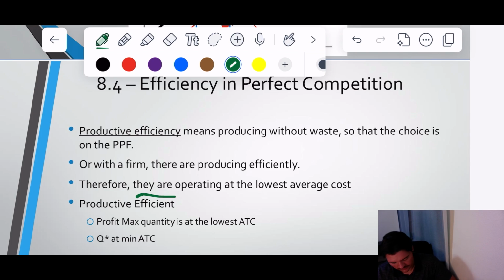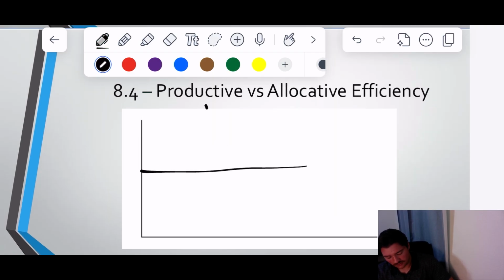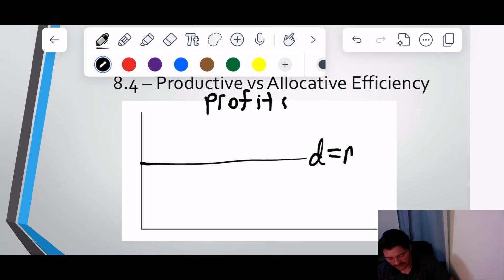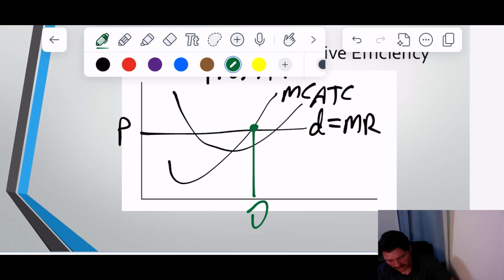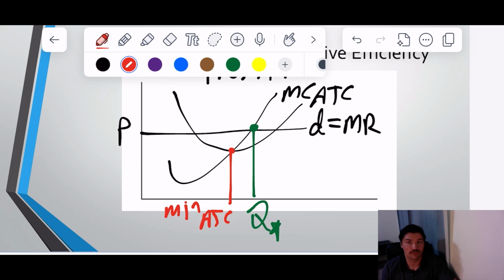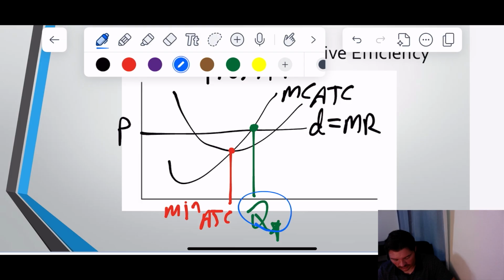So let's look at a graph here. Let's say a firm was earning profits, okay? So we have our demand, MR, price, MC, ATC. Again, we're earning profits here. This is your profit max quantity. Let's call it Q star. This right here is where your minimum ATC is. So is a perfectly competitive firm productive efficient? No, because here is your profit max quantity where you're producing, but your minimum ATC is here.